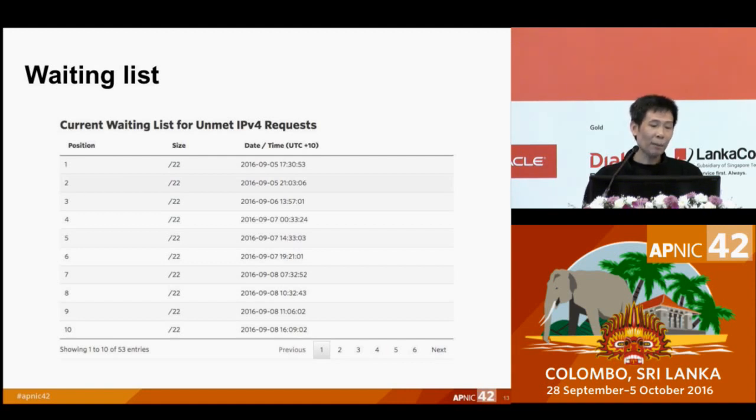Some IPv4 addresses were put back into the recovered pool since the waiting list started on the 9th of June. We have cleaned up about 200 requests from the waiting list. However, you may not get lucky now if you are still on the waiting list. You may need to wait a long time to get your resource.